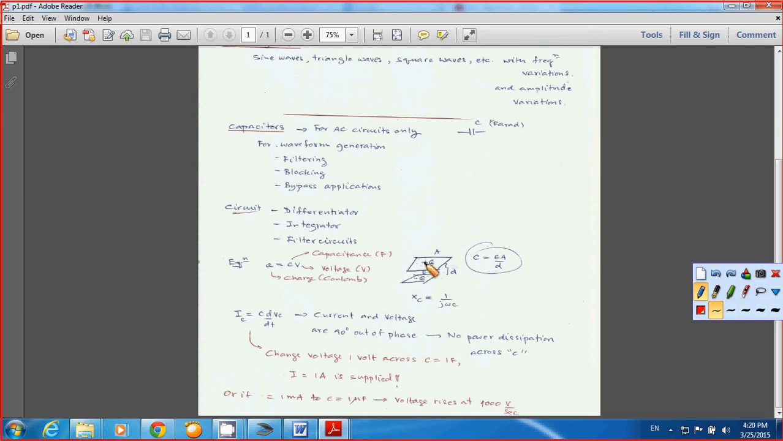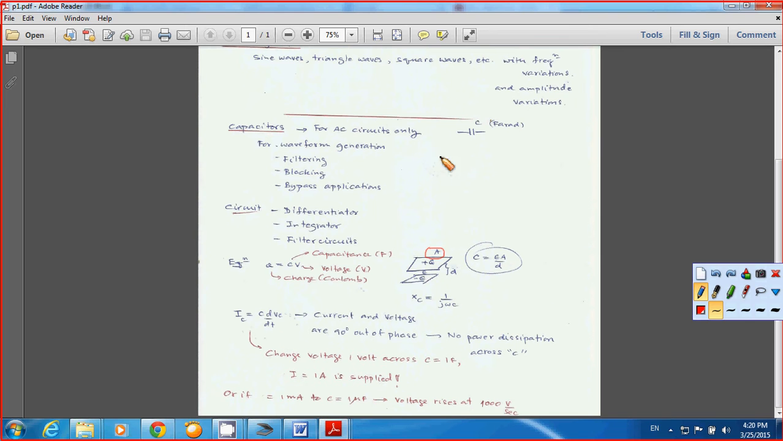For example, you have the parallel plate: you have the conductors, and between them you have dielectric material, and the two conductor plates are separated by d. The upper conductor plate has a positive charge Q, and the lower one has a negative Q. A simple equation to calculate C, the capacitance, is epsilon A over d, where epsilon is the permittivity of the material between the conductor plates, A is the area of the conductor plate, and d is the separation between the two plates.